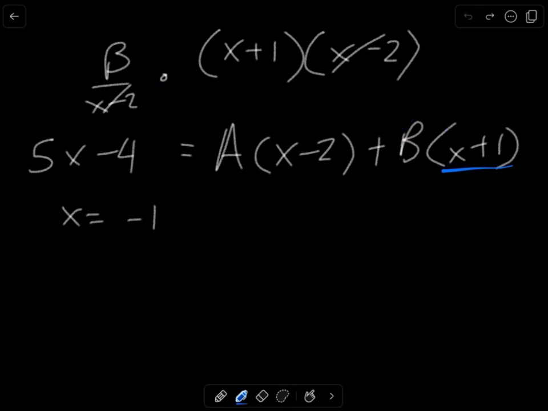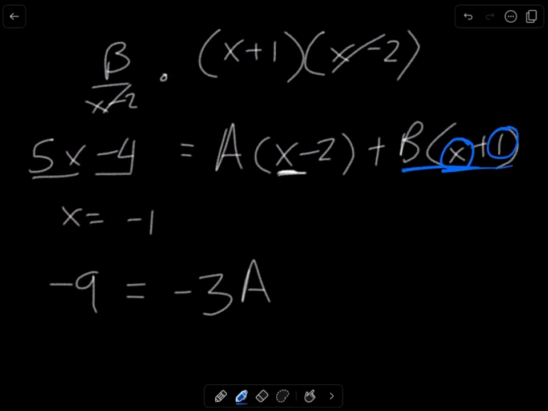Watch how this works. So x is equal to -1. I'll say 5 times -1 minus 4. That's going to be -5 minus 4. That's -9 is equal to, sub -1 in place of x, that's -1 minus 2, which is -3, minus 3a. This is where the clever part comes in. It's -1 plus 1, that's 0. 0 times b is 0. So I don't need to write anything out. Then I can solve for a. So a is equal to -9 divided by -3. That is, a is equal to +3.